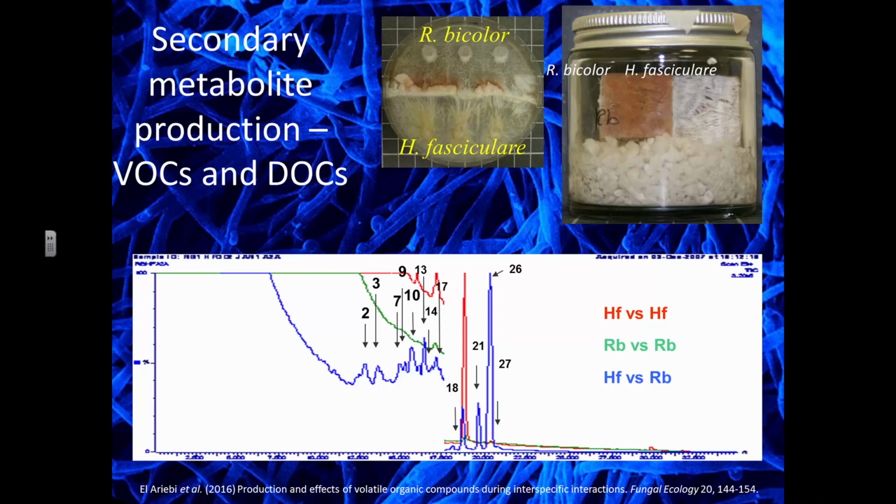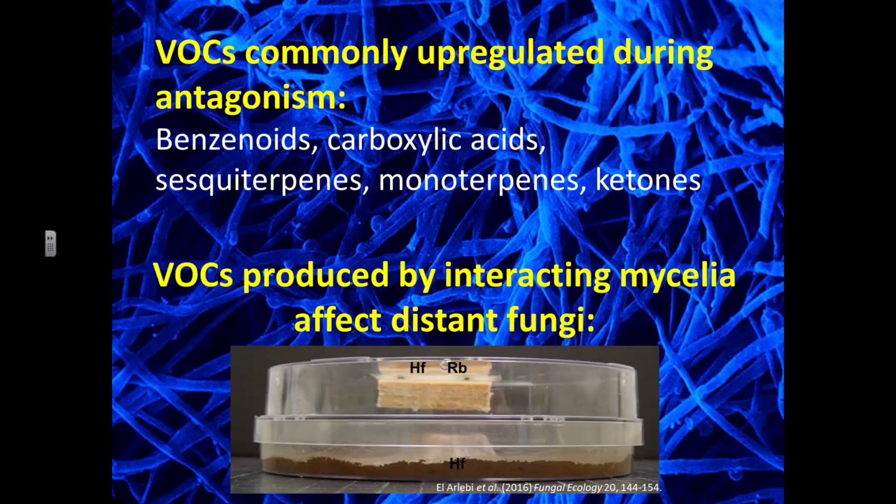This is for Hypholoma against itself, the red trace. Each one of these little peaks is a different gas, a different chemical. And you can see when it's on its own, there's 3 things. With Resinicium bicolor, only 1 thing, but put the 2 together and masses and masses and masses of different volatiles are produced. Actually, one of them decreases, but all of these others are produced or increase. There are all sorts of exciting things going on.